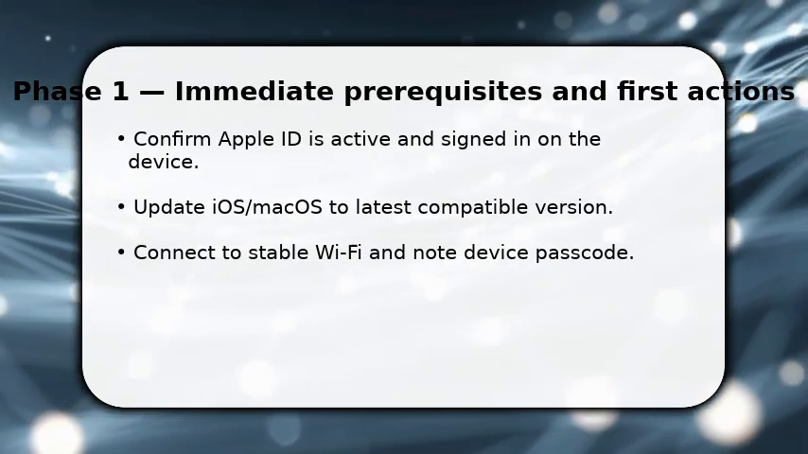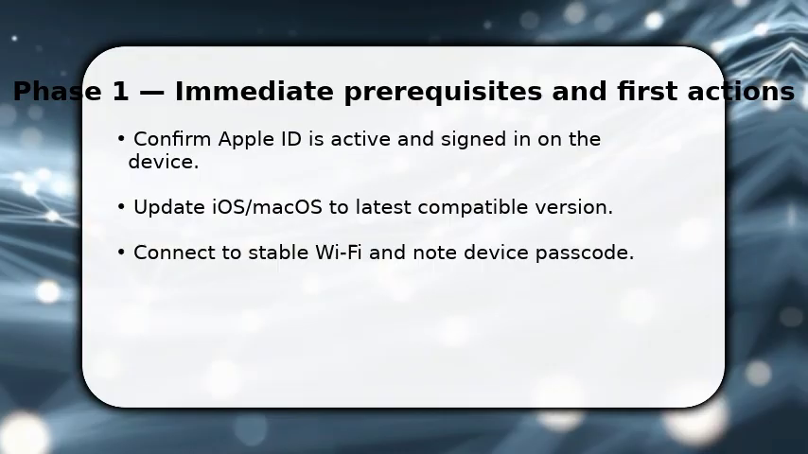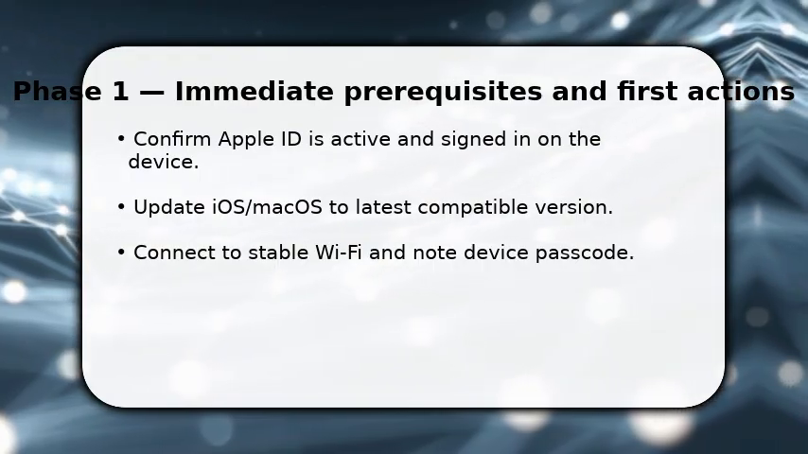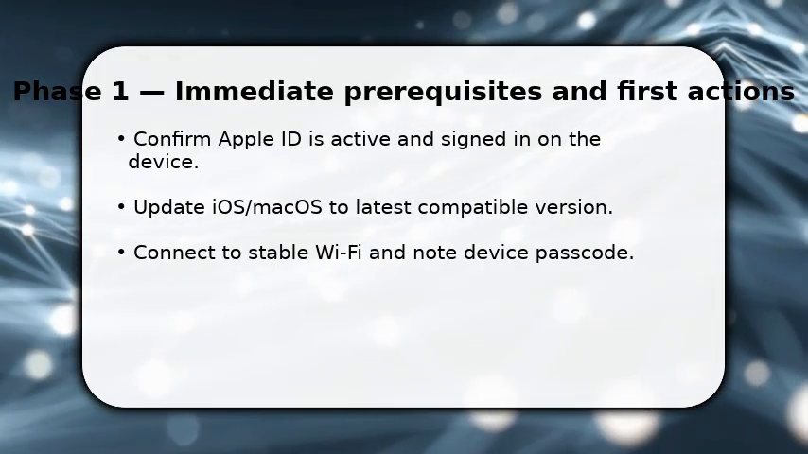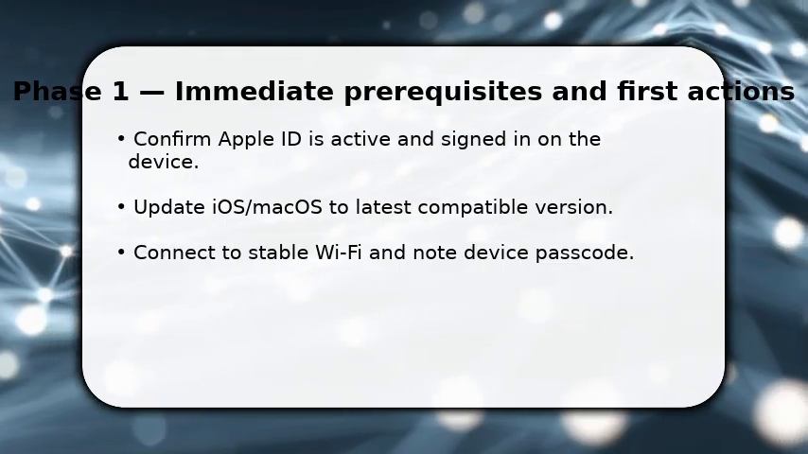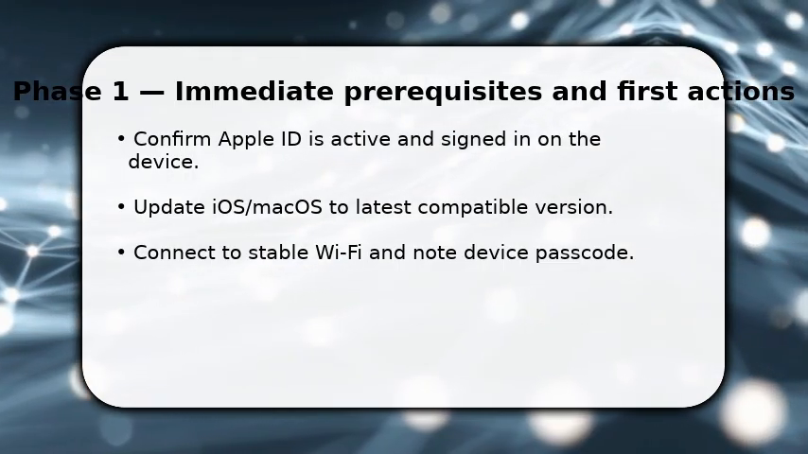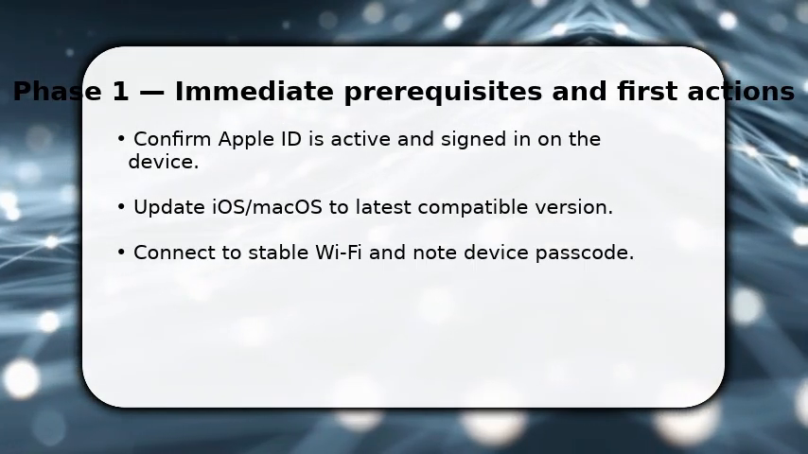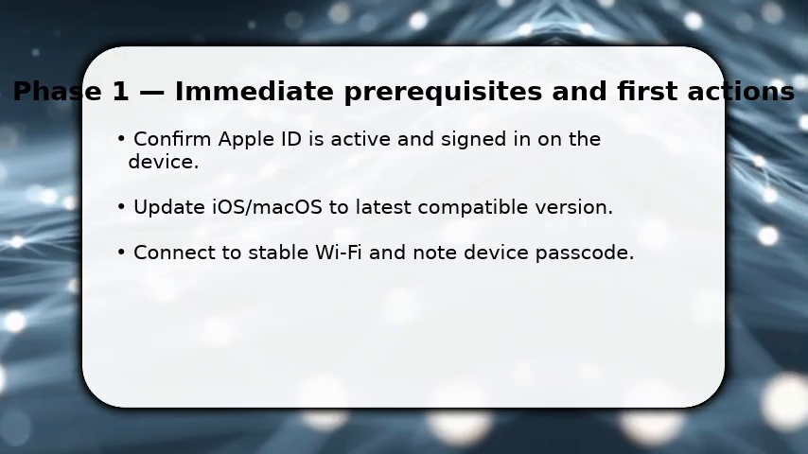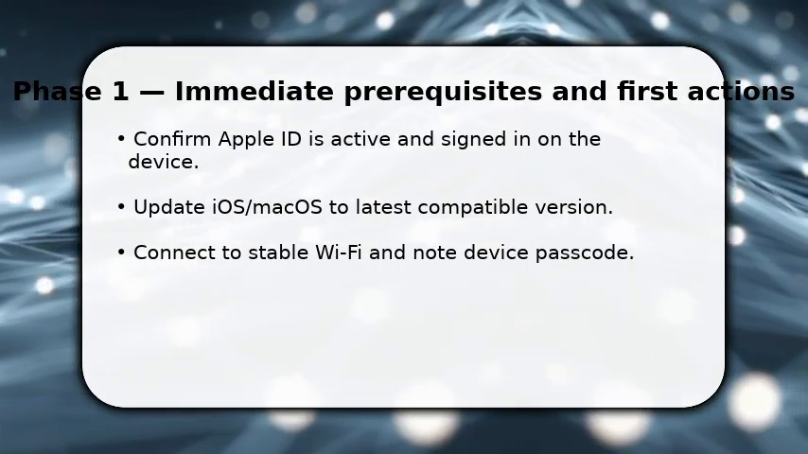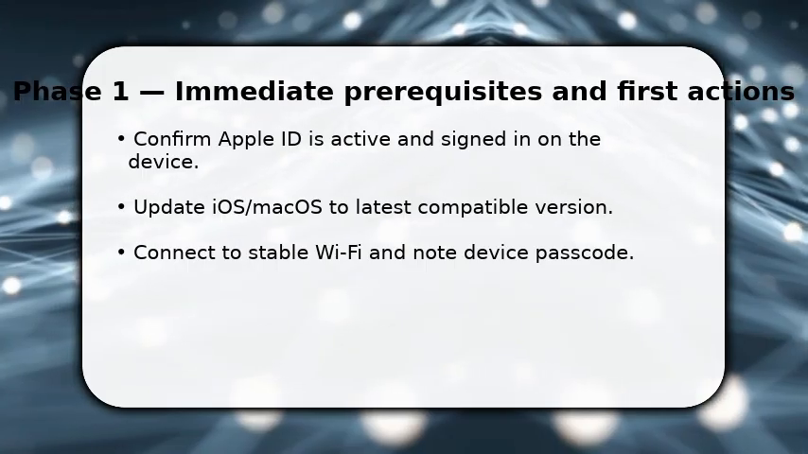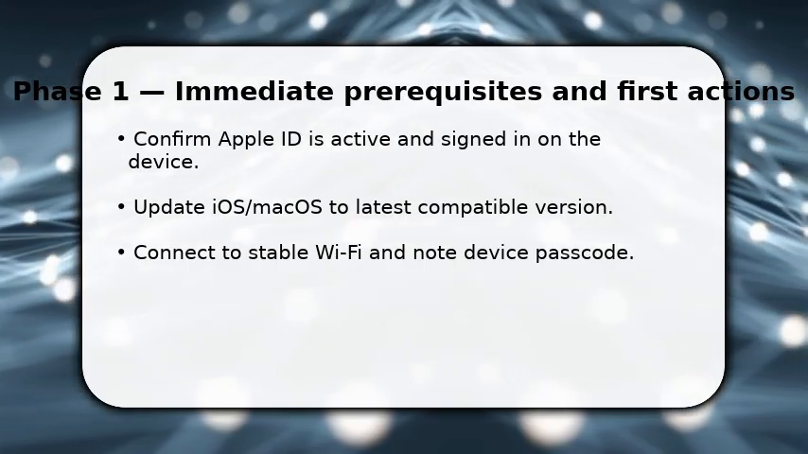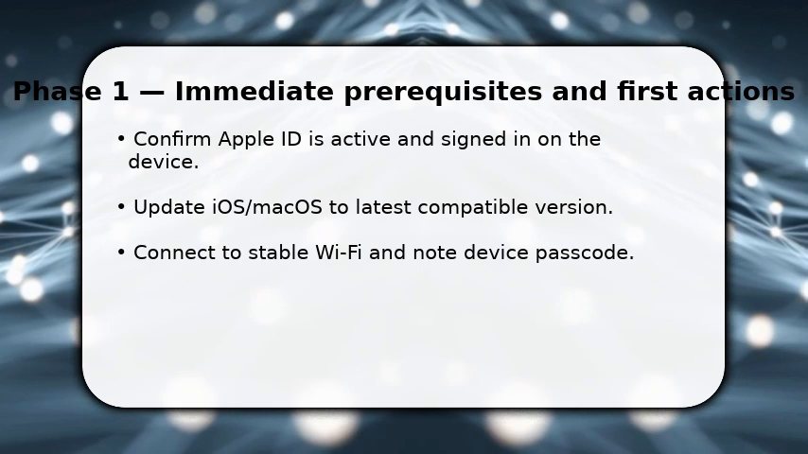You start by signing in with the Apple ID you want to sync, and you do this now so messages link correctly. Once signed in, make sure iOS or macOS is updated. Older builds block messages in iCloud. Connect to a stable Wi-Fi network and note your device passcode because iCloud keychain or two-factor prompts may appear. Why this matters? The account, system version, and network are prerequisites. Without them, message sync will fail even if you flip the switch later.